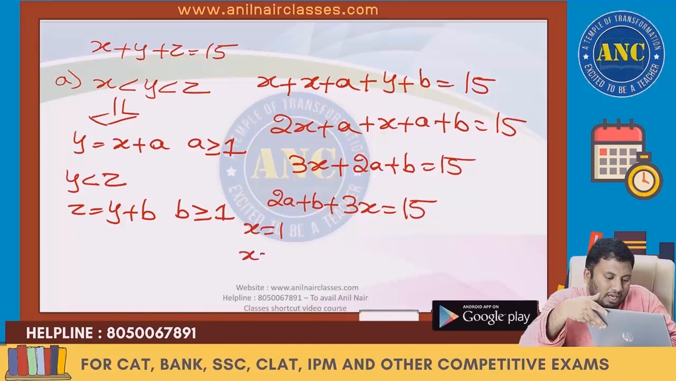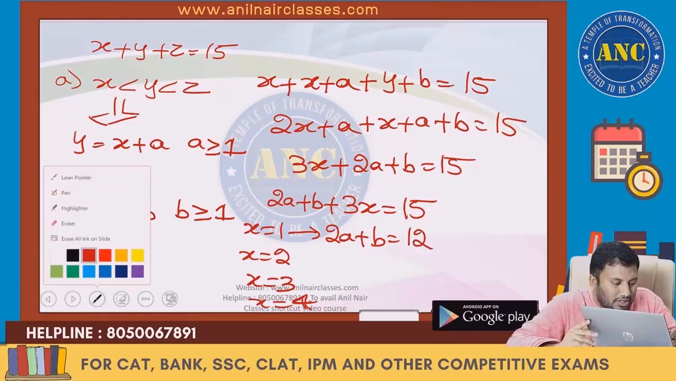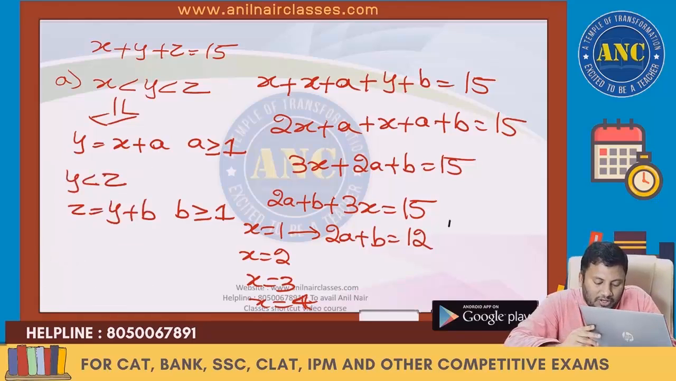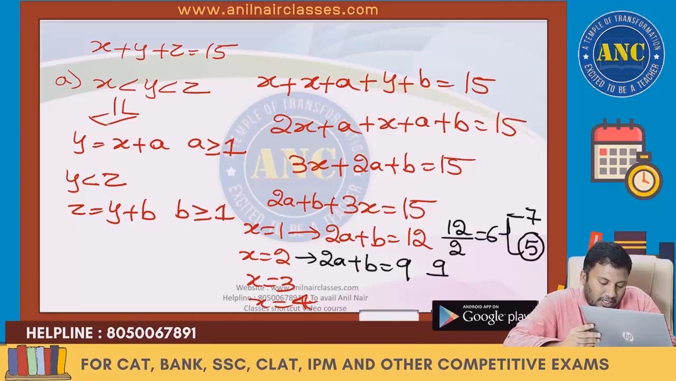x can be 1, 2, 3, 4. x cannot be 5, because 2a plus b would become 0. If x is 1, 2a plus b is 12. Both of them are coefficients or factors of the constant. 12 by 2 is 6, so this is 7 and it is 5. So 5 cases here. If x is 2, 2a plus b equals 9. 9 by 2 is 4 point something, so another is 4.